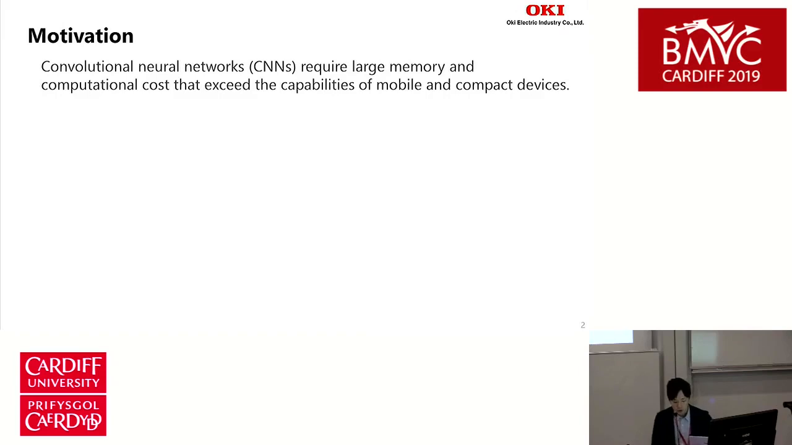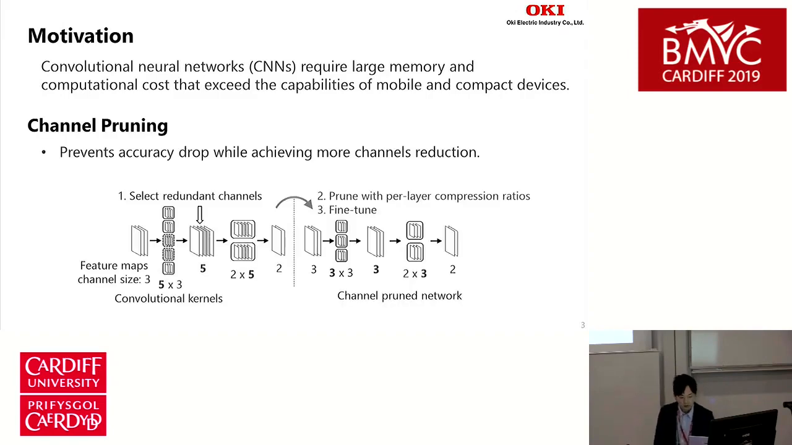Convolutional neural networks have brought about great advances in many computer vision tasks in recent years. However, the number of parameters required for CNNs tends to be very large, which imposes memory requirements and computational costs that exceed the capability of mobile and compact devices. In order to address this issue, we focus on the channel pruning approach. The goal of channel pruning is to prevent accuracy drop while achieving more channel reduction in CNNs.